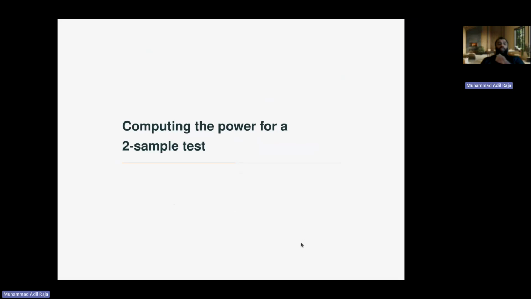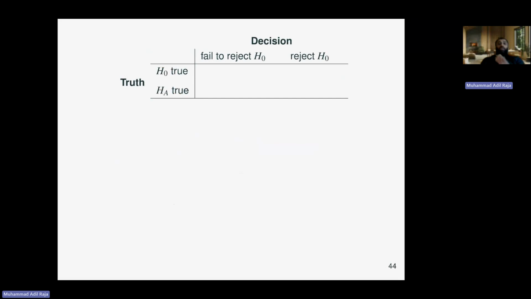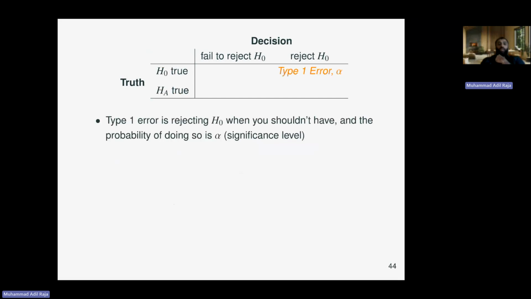Okay. So now I'm going to move on to computing the power of a two-sample test. This is the contingency table for the hypothesis test, and basically it tells us what the possibilities could be. So if in fact our null hypothesis is true and we reject the null hypothesis, then we have made a type 1 error, which is alpha. I'm just going to explain it in a while. So we have made the type 1 error.